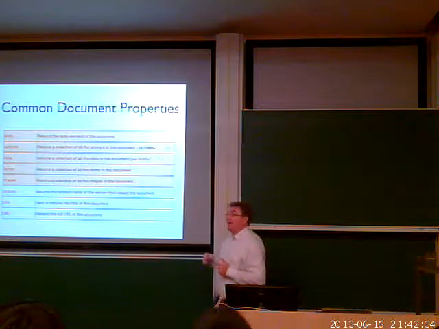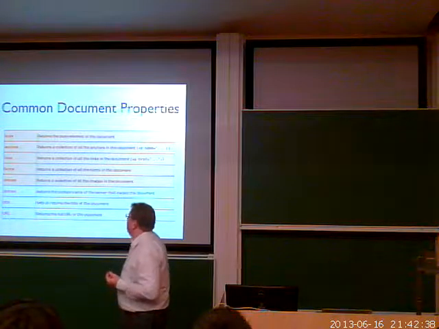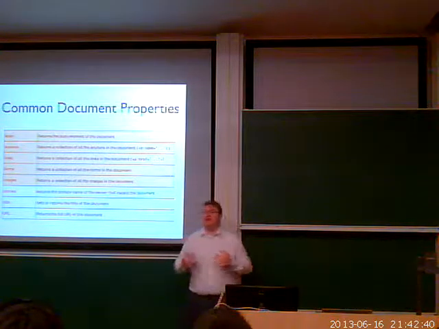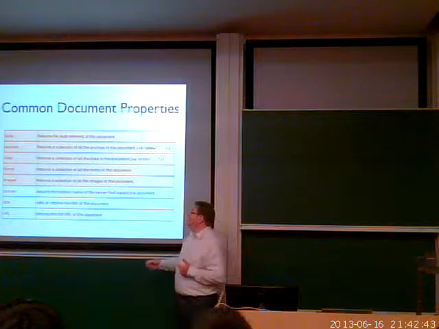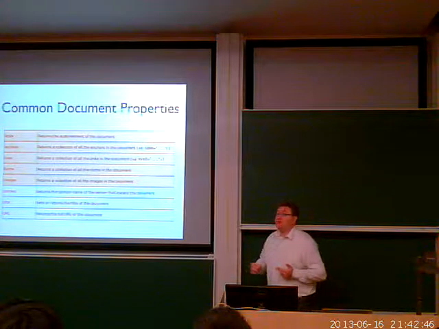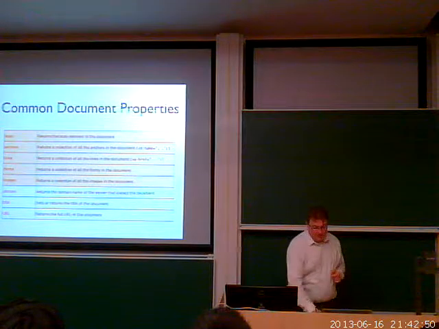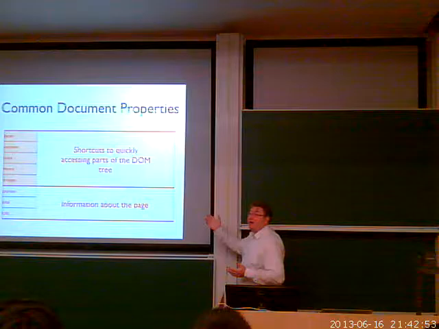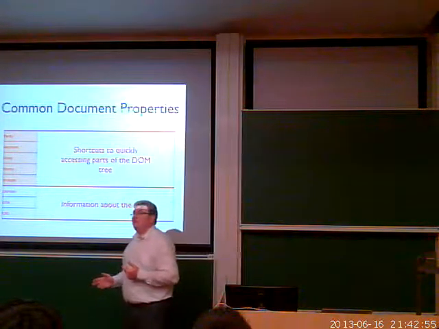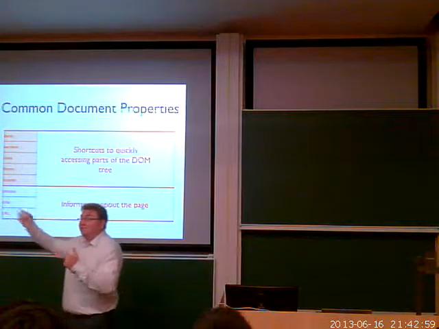Document.links gives you access to all the hyperlinks that have got href attributes, all the ones that link to other web pages. If your web page has got HTML form elements in it, document.forms gives you quick access to all the forms. Document.images gives you access to all of the images, and so on and so forth. So they're basically shortcuts to accessing parts of the DOM really, really quickly without having to use one of those get whatever methods.